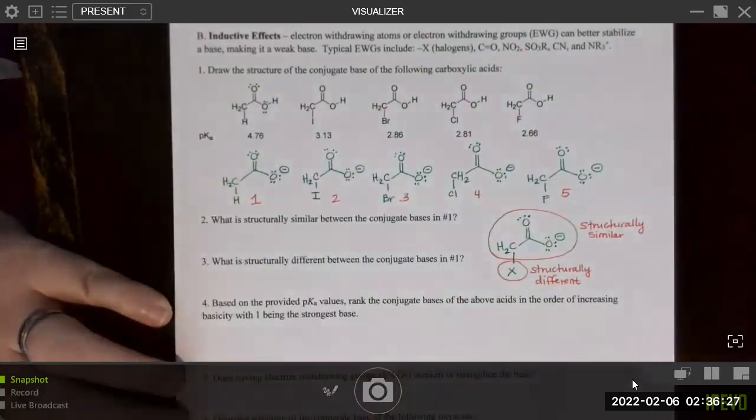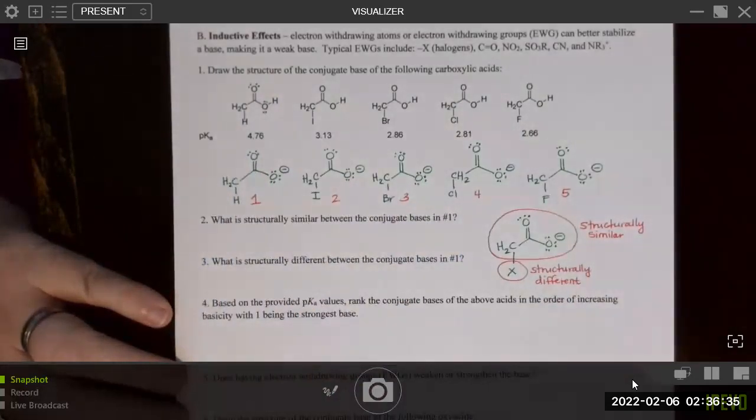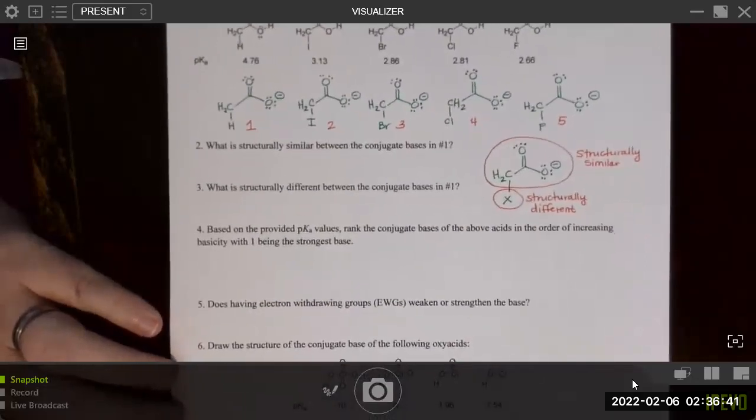Okay, so I'll just write my answers, and hopefully it's clear that I'm answering this question with these red number values. So, let's see what the next question is.